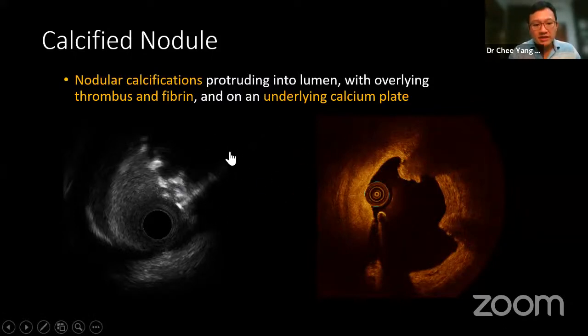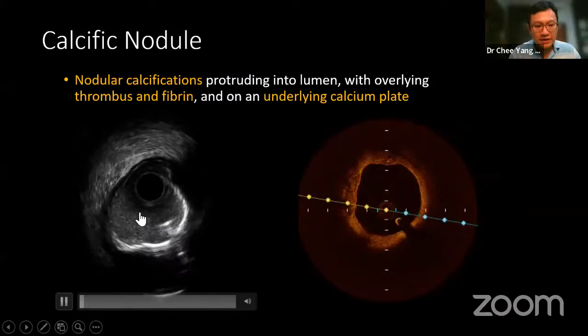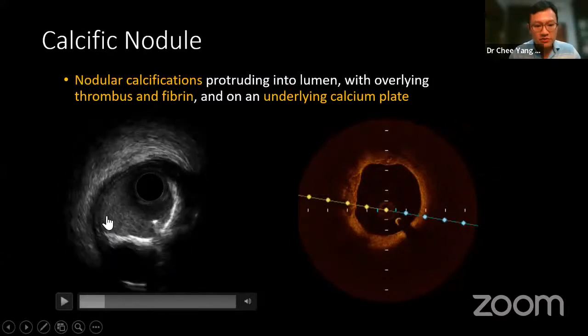And usually it's in an area with a lot of calcium, so there should normally be an underlying calcium plate as well. I'll just show you a pullback here of what an IVUS picture of a calcified nodule might look like on a pullback.